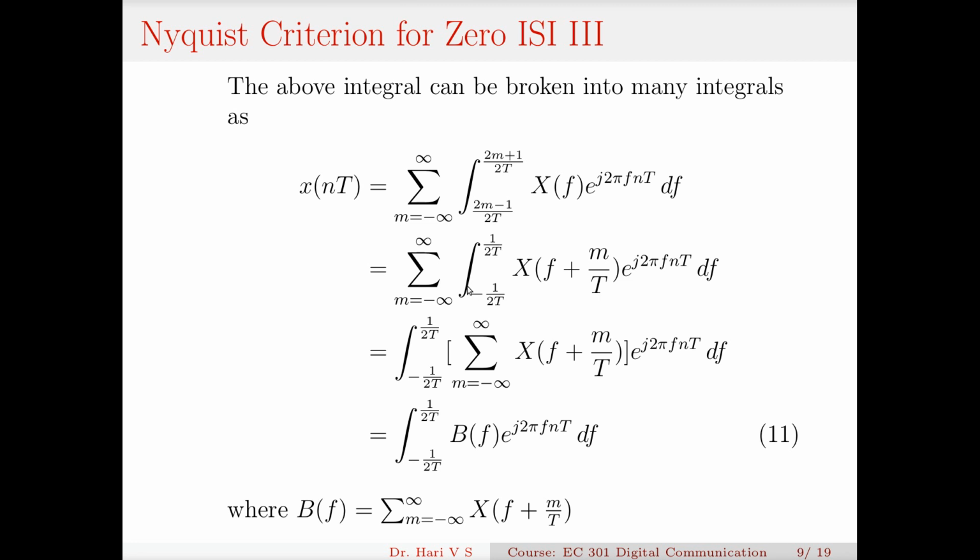Now I can interchange this integral with the summation, so that this integral I can push outside, and this is in m, so that m from minus infinity to infinity X(f + m/T) e^{j2πnfT}. So this is what I want to work with. This summation I call as a capital B(f). B(f) is nothing but the sum from minus infinity to infinity of X(f + m/T). If this B(f) value is equal to T, then my theorem is proved.